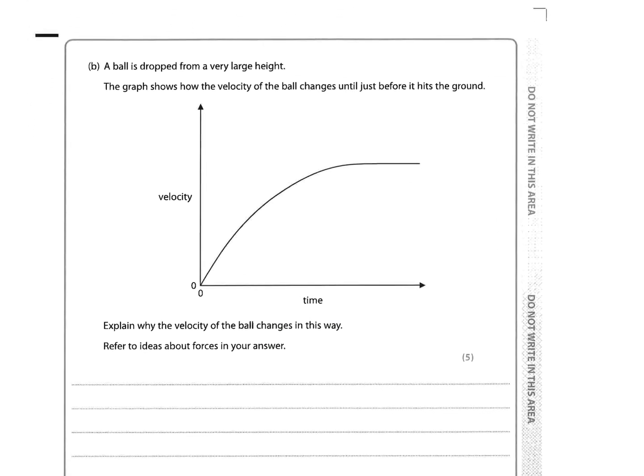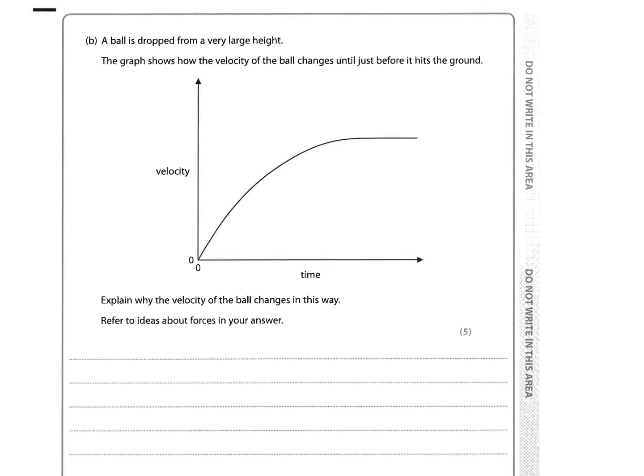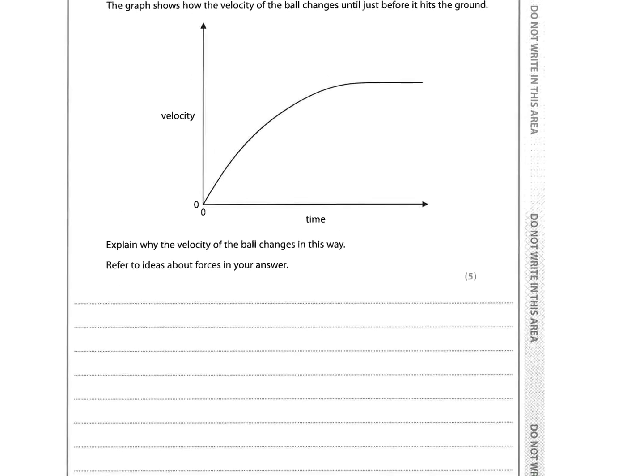Okay, trickier now. We are now dealing with a very large height, and the very large height is therefore now meaning that we're hitting velocities high enough to have some air resistance. And so the air resistance will therefore cause a reduction in acceleration. Oh, and I'm already into the first question in some ways. So, explain why the velocity of the ball changes in this way refers to the idea about forces.